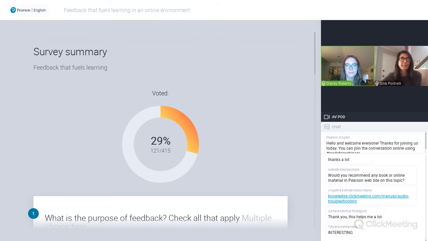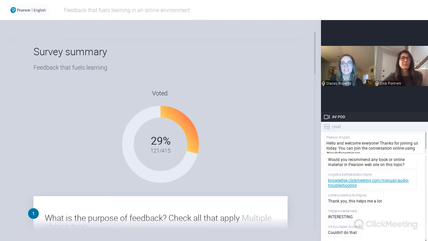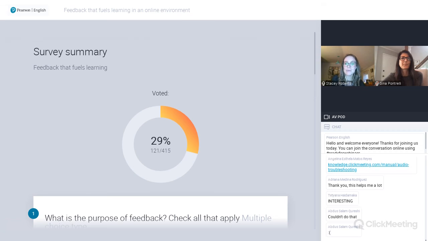So for question 1, you could choose as many as you wanted, and the majority of you chose that student learning is improved by feedback, yes, and the goal of feedback is to develop lifelong learners. So those are the correct answers. So thank you very much to everyone who chose those options. And students should be given a grade every time the teacher gives feedback. 29% of you were correct in that you don't need to give a grade every time the teacher gives feedback.